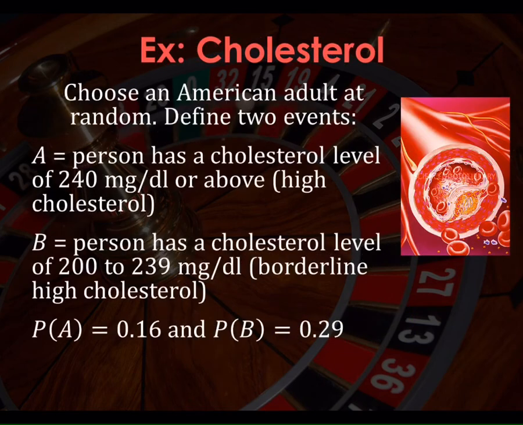Let's take a look at this cholesterol example. To choose an American adult at random, define 2 events. So event A is a person having a cholesterol level of 240 milligrams per deciliter or above, which is considered high cholesterol, and event B is a person having a cholesterol level between 200 and 239, being borderline high. And the probability of someone having high cholesterol is 0.16, and the probability of picking an American adult with borderline high cholesterol is 0.29. So we're now going to answer some of these questions.